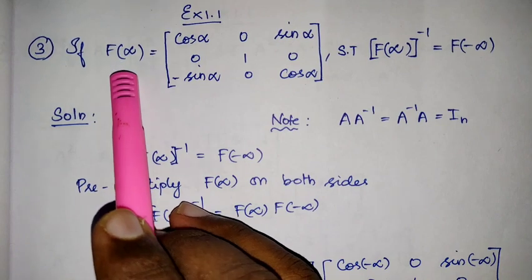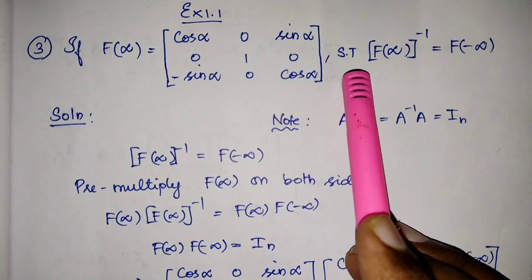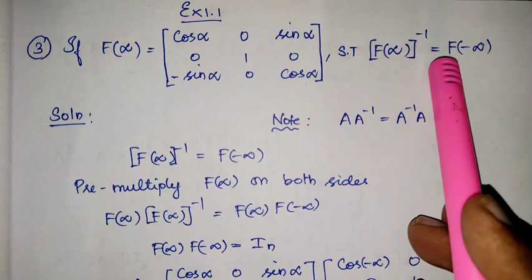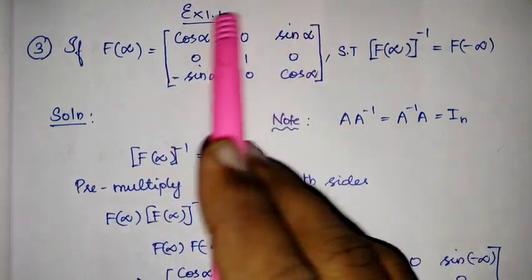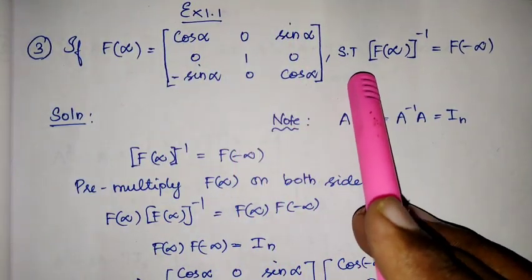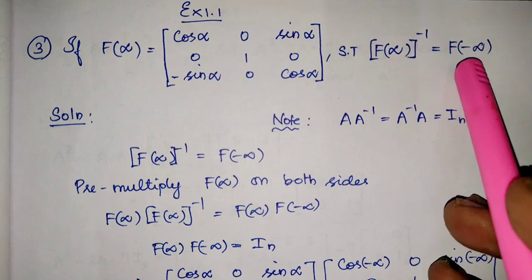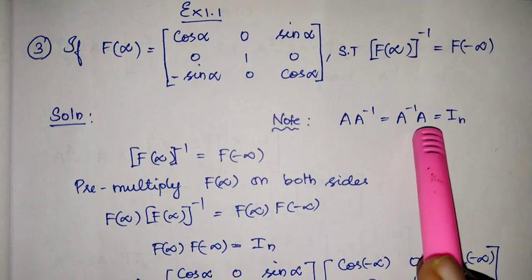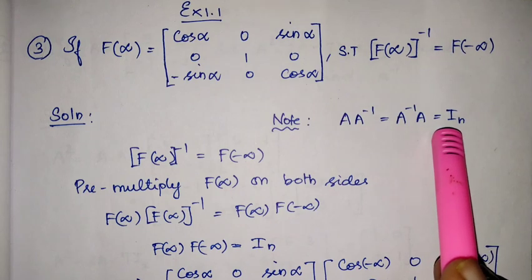If f of alpha is a given matrix, you are asked to show that f of alpha the whole inverse is equal to f of minus alpha. Can you understand? F of alpha is a given matrix. You are asked to prove that f of alpha the whole inverse is equal to f of minus alpha, right? So this is an important note, so always keep that in mind. This will help you in most of the places, and using this hint we are going to see most of the problems in this exercise, right?